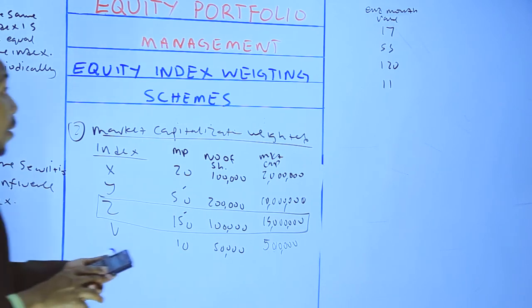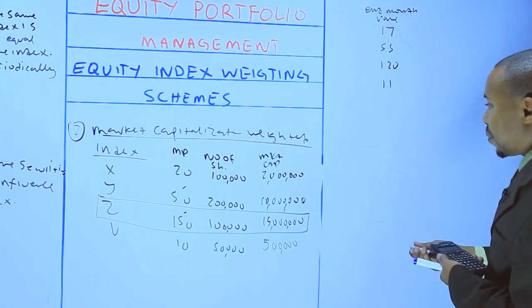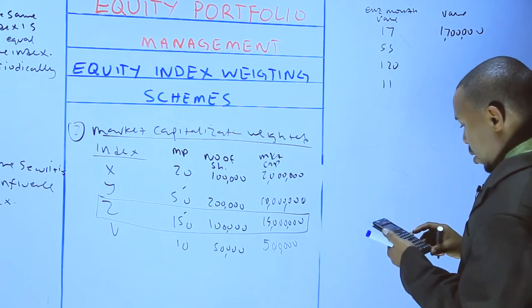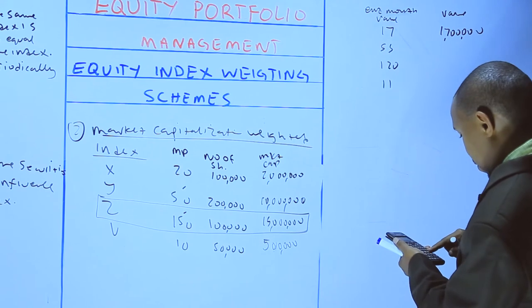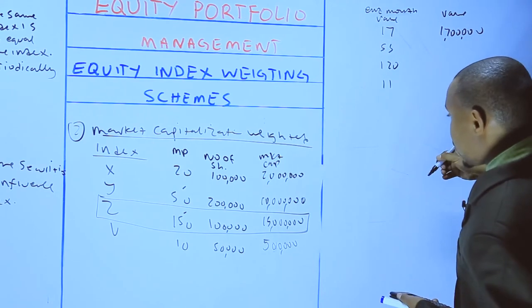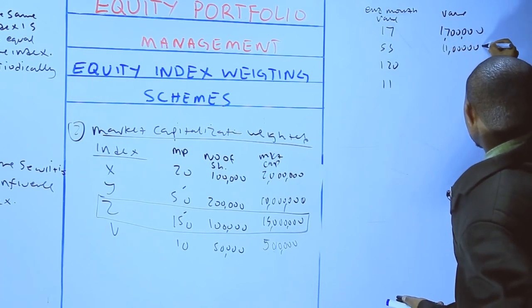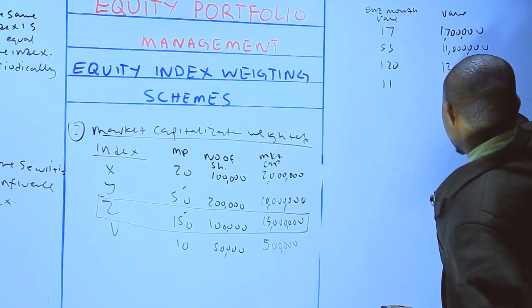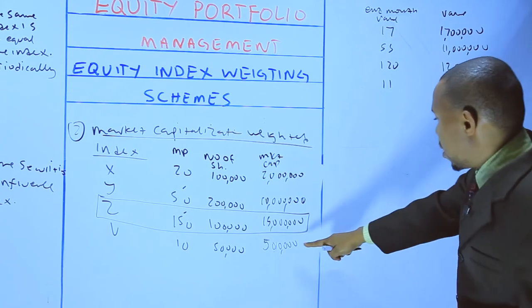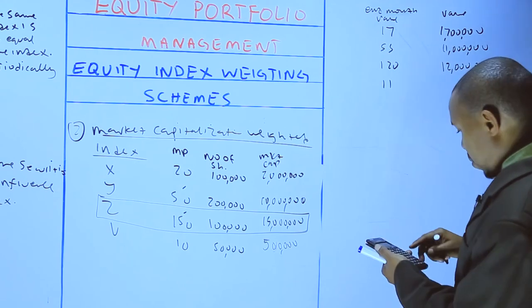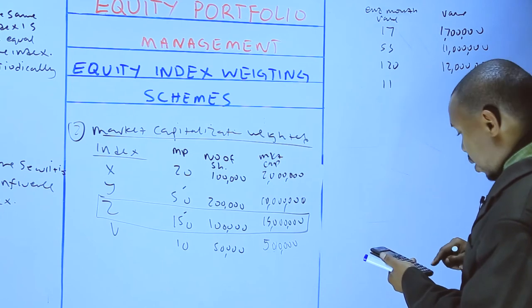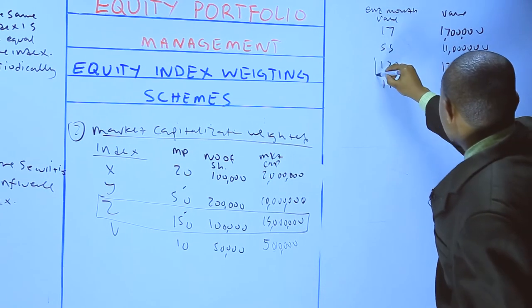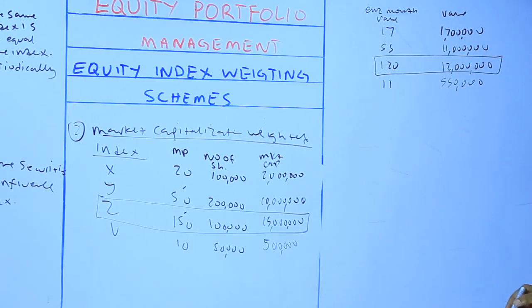So we need to have the following. We'll get 17 times 100,000, which is 1.7 million. Then the next one, going to 55, is going to be 11 million over here. And then this one is 100,000 times 120, which is 12 million. And then this one is 50,000 times 11. Is it 11? Yes, it's 11. It's going to be 550,000. So what are we saying? We are saying that this is the one that has got the greatest value and is the one that is actually going to dictate the movement of the index there.